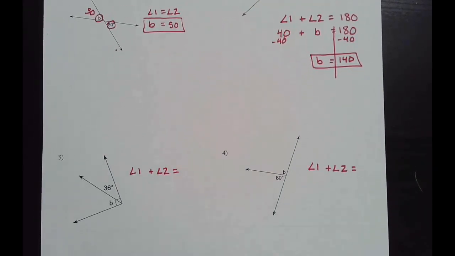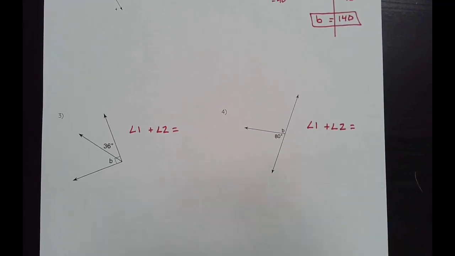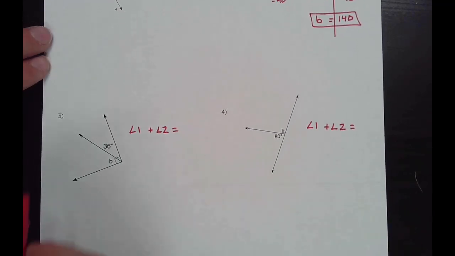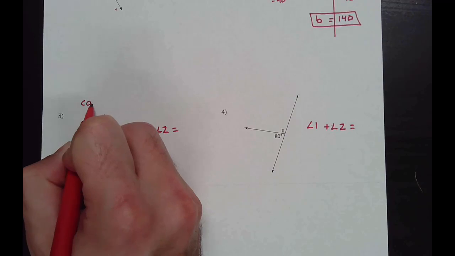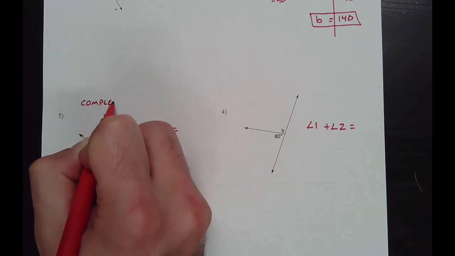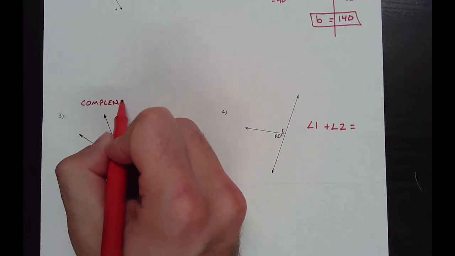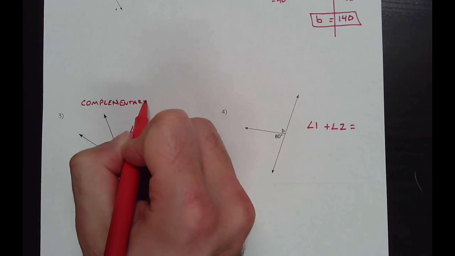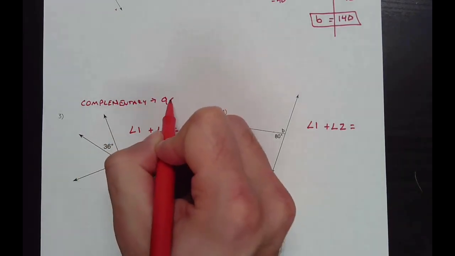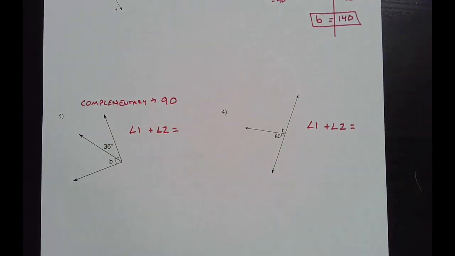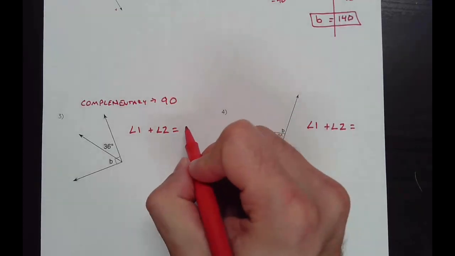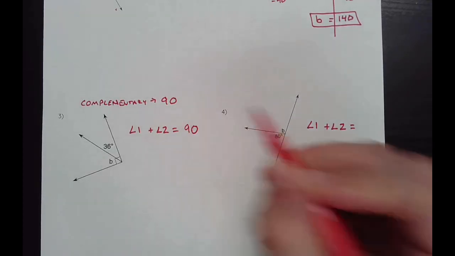Example 3. First, I'm going to identify the relationship. The relationship I have here is complementary. The significance of complementary is that they are two angles that add to 90 degrees. So that is what I'm going to put at the end of my equation. Angle 1 plus angle 2 equals 90.